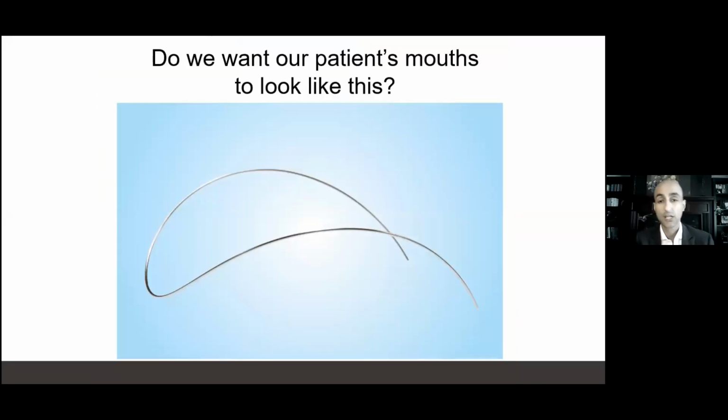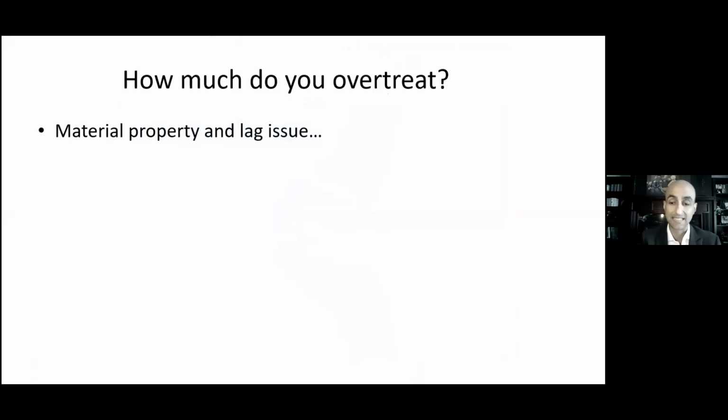So again, do you want your patient's mouth to look like this? The answer is certainly not, but we do this with a specific intention because we understand, given the circumstances, either there's a material property and lag issue, or it's a challenging malocclusion because of musculature.